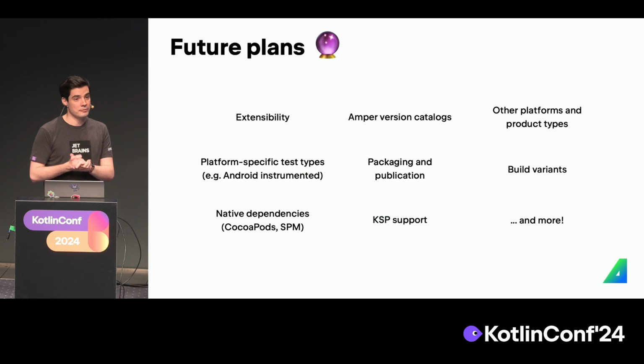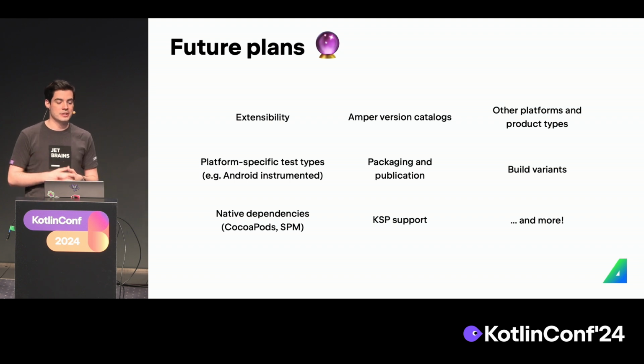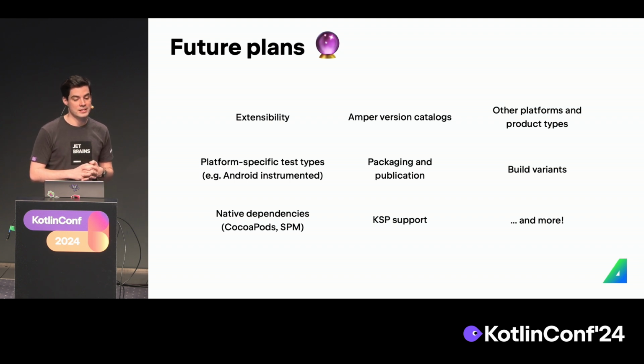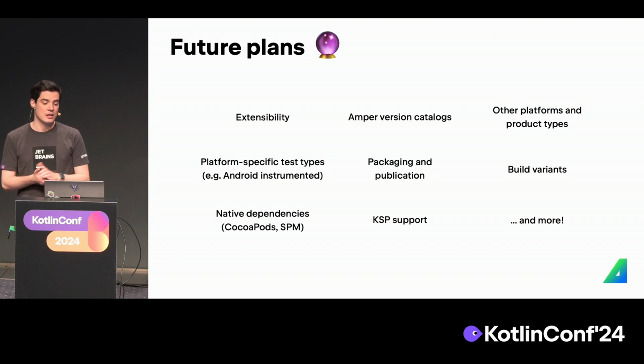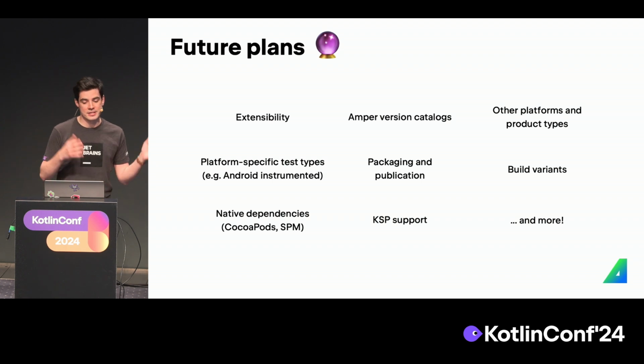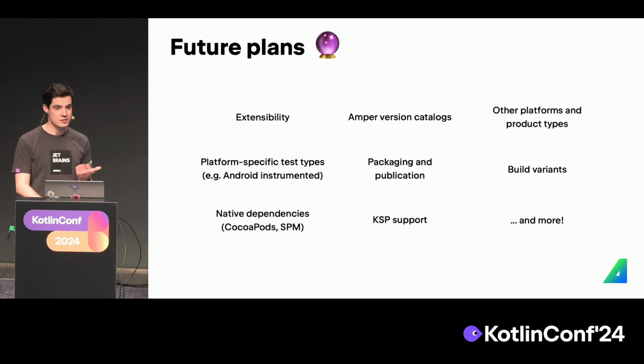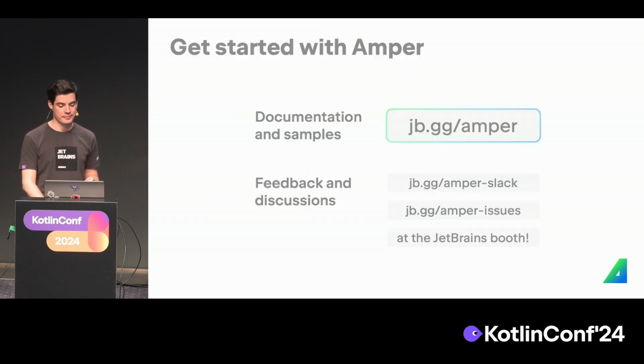We also have a lot of plans for the future. So the team is working on things like extensibility for Emper builds, for adding support for platform-specific tests, like Android instrumented tests, for packaging, publication, build variants, and more. So expect those to come in future updates.